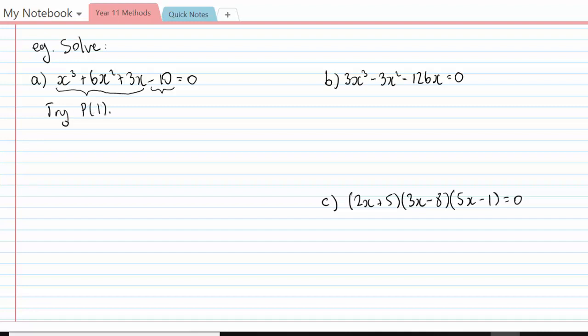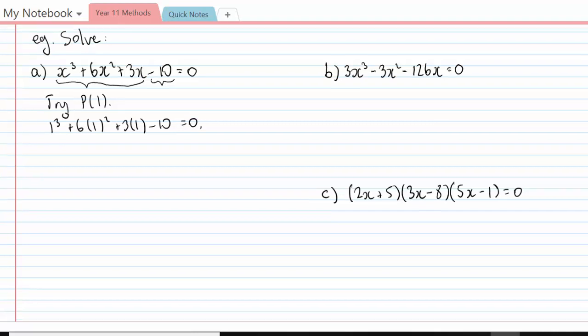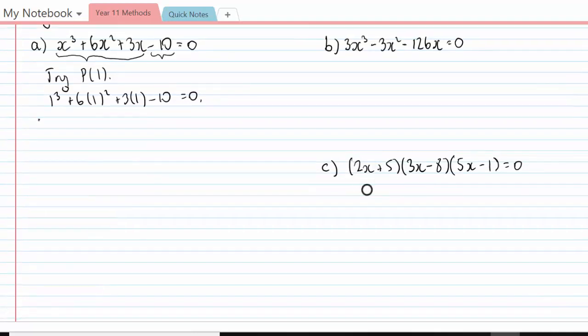p of 1. That's 1 cubed plus 6 times 1 squared plus 3 times 1 minus 10, which does indeed equal 0. So because 1 worked, that means that x minus 1 is a factor. So then we can use long division to divide that off.